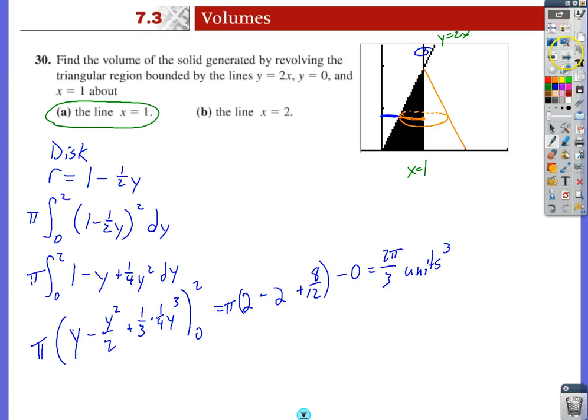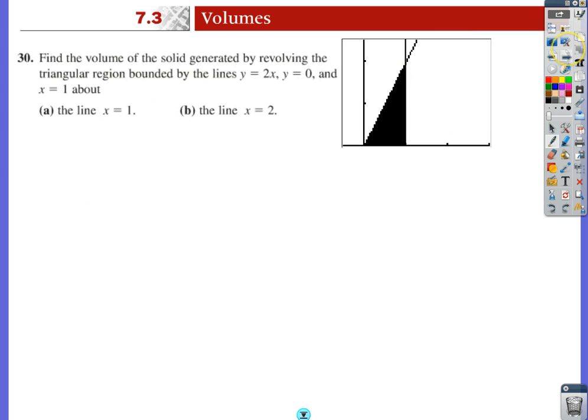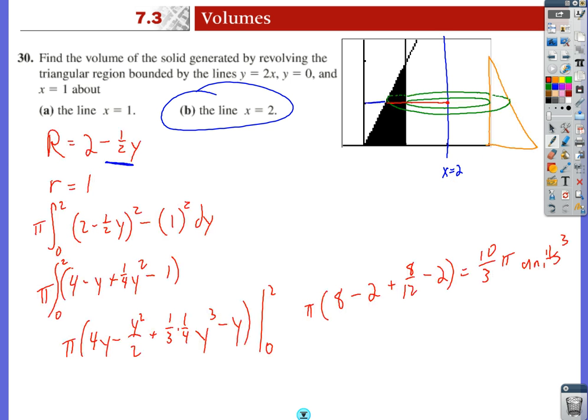All right, so next one, we're going to go over here and we're going to do 30, part B. This time we're going to revolve it around the line x equals 2. So just for those of you that need the extra help, here is x equals 2. All right, so what we have going on here is, again, a ring.